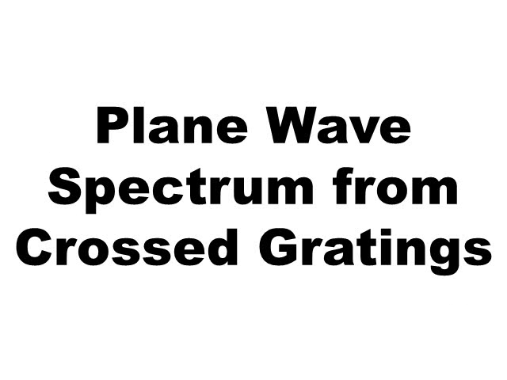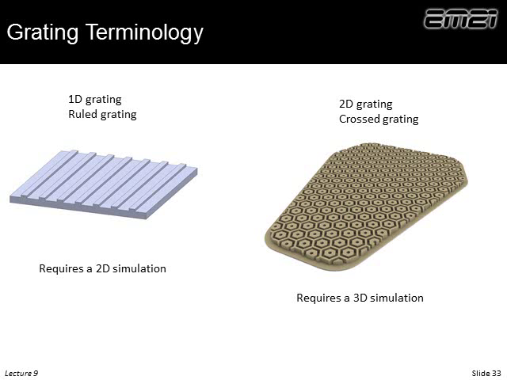Now I want to generalize this to look at a plane wave spectrum coming from crossed gratings. Some terminology first. We have first what are sometimes called one-dimensional gratings or ruled gratings. And from what you'll recall last semester, that required a two-dimensional simulation. Then we have crossed gratings. These are periodic in two different directions, sometimes called a 2D grating or a crossed grating. This requires a full three-dimensional simulation. So very often you'll hear people just talk about a 1D grating. It's called 1D because it's periodic only in one dimension and described by one grating vector. A 2D grating is periodic in two dimensions and is described by two grating vectors.